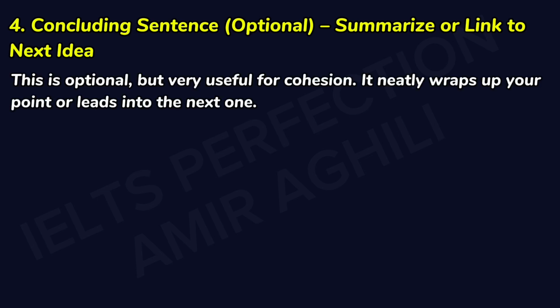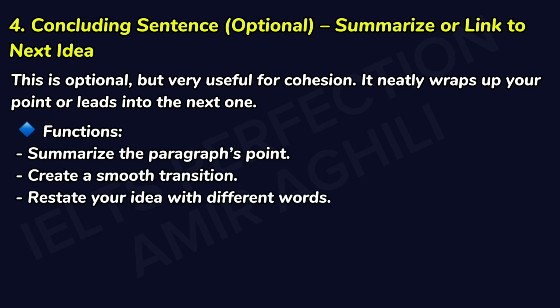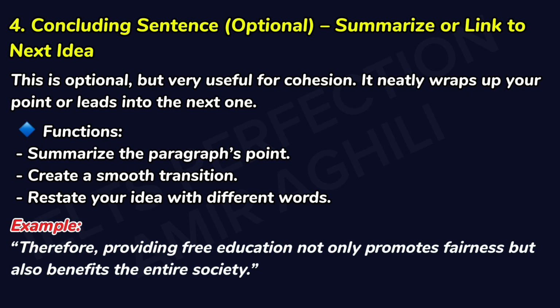And the last part in each paragraph is the concluding sentence, which is optional. You can summarize or link to the next idea. This is optional, but very useful for cohesion. It neatly wraps up your points or leads into the next one. So the functions of this part are to summarize the paragraph's points, create a smooth transition, and restate your idea with different words. Let's see an example. Therefore, providing free education not only promotes fairness, but also benefits the entire society.